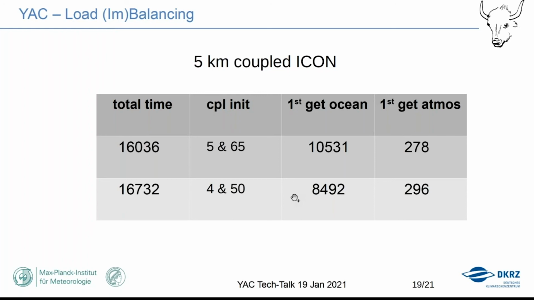And to get an ideal load balancing, you would like to get these numbers onto equal levels. So in our case, that would mean that we would have to either decrease the number of ocean nodes to make it slower, or increase the number of atmosphere nodes, or play around with the time steps. So whatever is possible there.